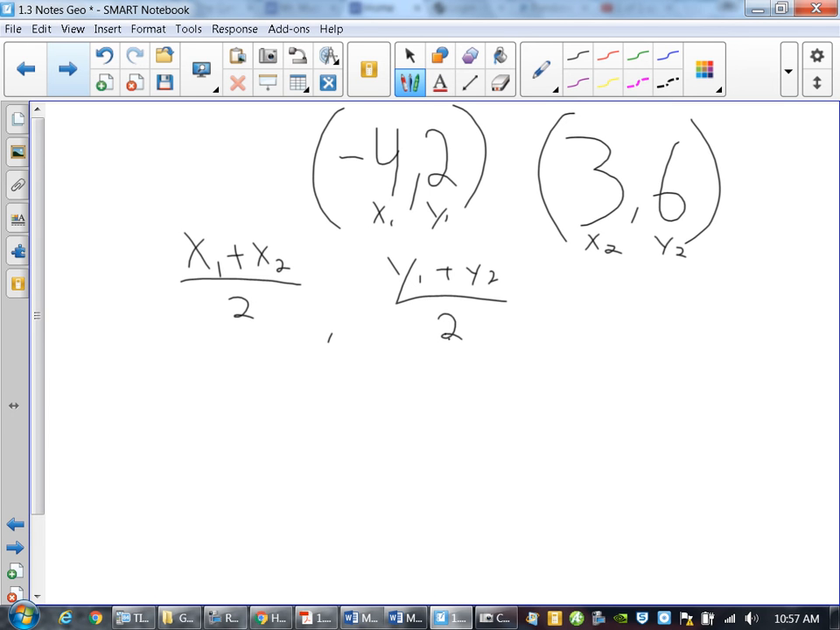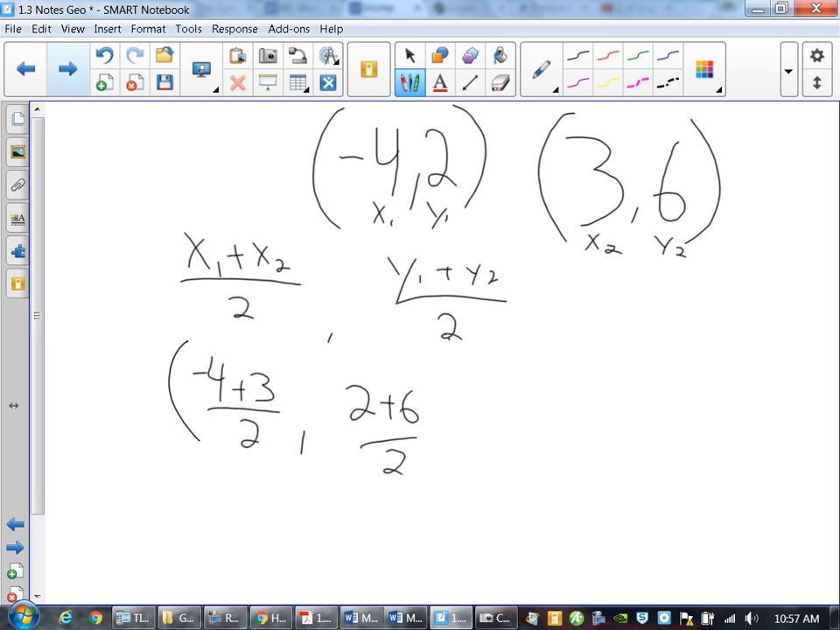What was the first x value in here? Let's try again. What's the first x value here? -4. Second x value? 3. What's the first y?